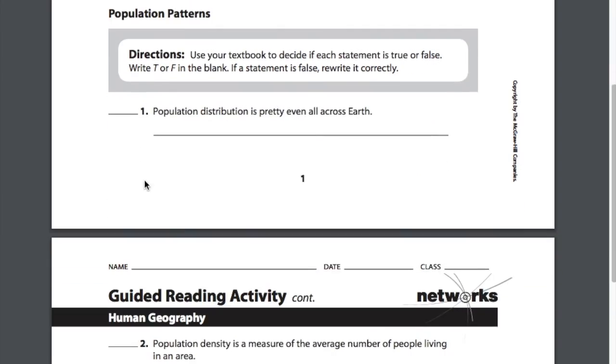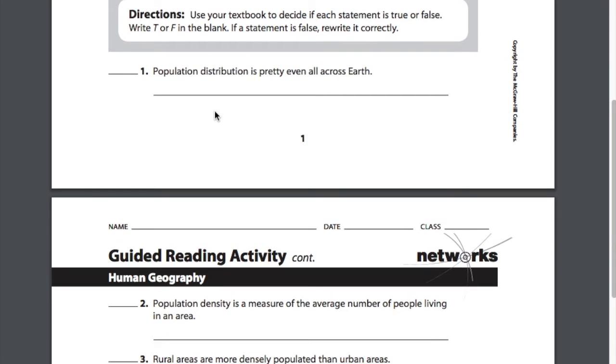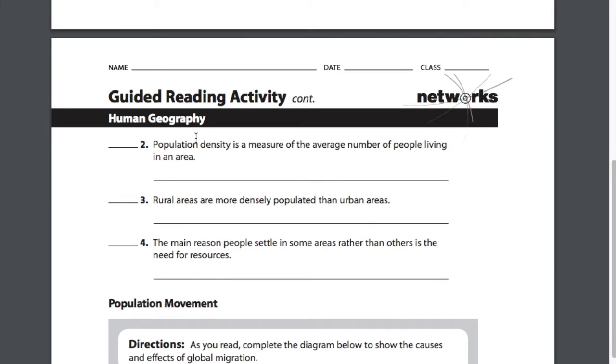And then the second section, population patterns. Our directions for that section are to use your textbook to decide if each statement is true or false. Write T or F in the blank. If a statement is false, rewrite it correctly. That means rewrite the statement. That's why it gives you plenty of space to rewrite that correctly. In that second portion on population patterns, you're going to take care of numbers 1, 2, 3, and 4.